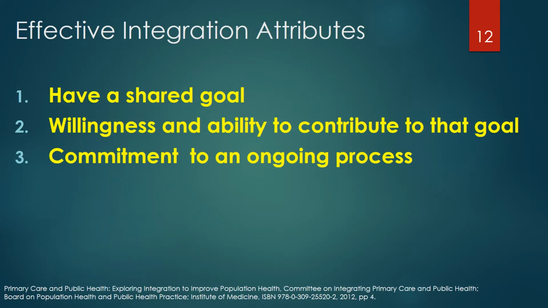The IOM committee identified 3 attributes associated with effective integration, which also applies to effective coalitions. 1. Groups must have a shared goal. 2. Groups must have a willingness and ability to contribute to that goal. 3. Participating groups must commit to an ongoing process. Coalition building can't be accomplished with one or a few meetings. Problems addressed by coalitions are often complex and adaptive, requiring regular, multiple meetings over a fairly long period of time to solve problems and implement solutions.